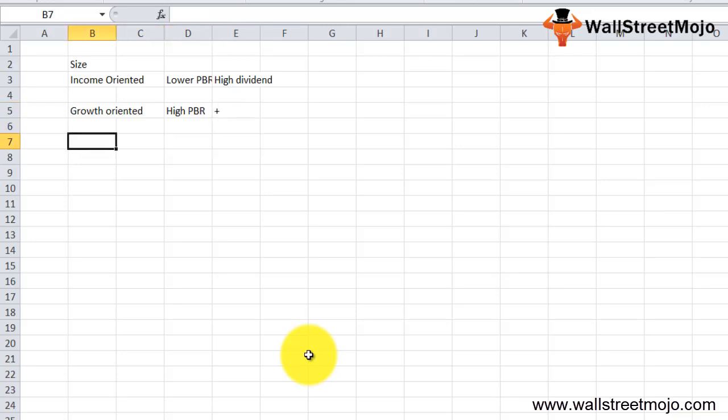Now, if the plowback ratio is close enough to 0%, there is a large possibility that the firm would be unable to maintain the current level of dividend distribution.